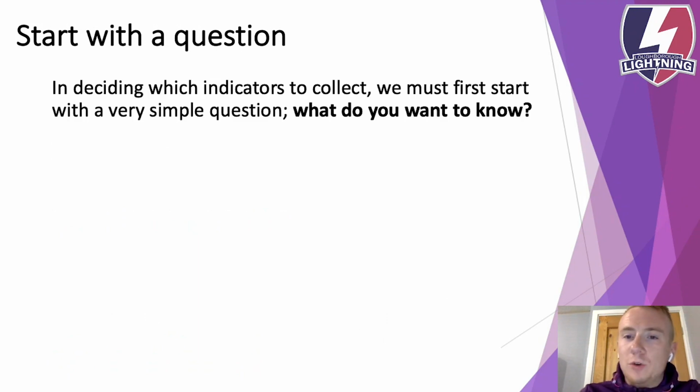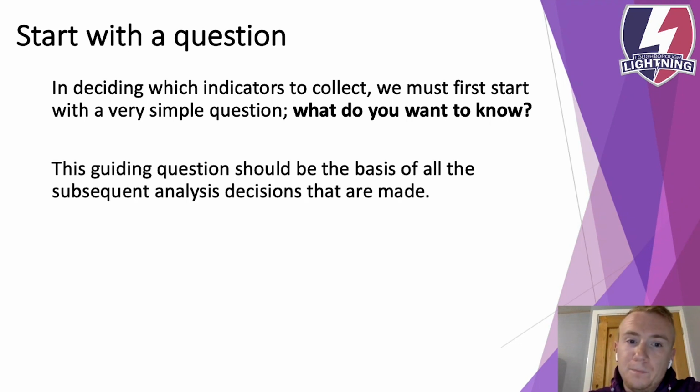So how on earth do we decide what to collect and what indicators are really important to us? Well, to do that, we start with a very, very simple question. Before anything, we have to ask ourselves, what do we want to know about this performance? What is the key question I'm trying to answer? And then we work our way backwards from there. So this guiding question that we come up with should be the basis of all the analysis that is done. All the indicators that are selected are as a result of this question, and all analysis decisions are based off of this initial question.